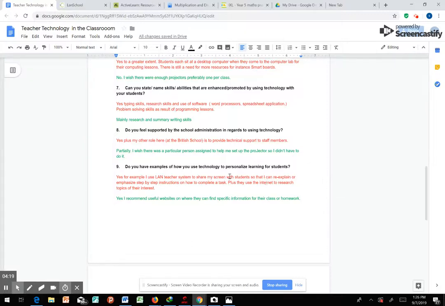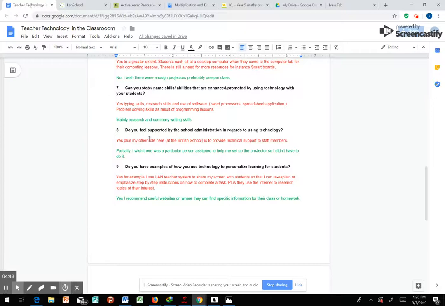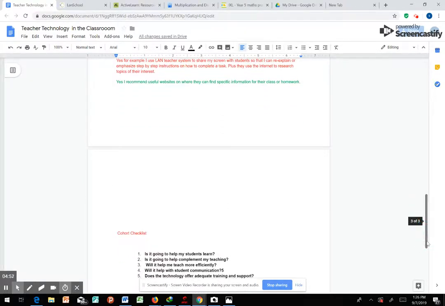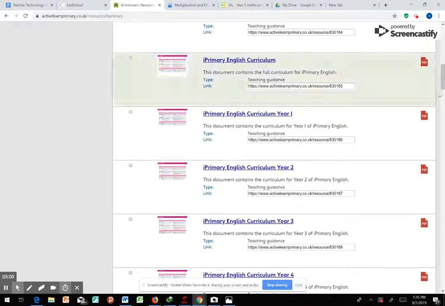And lastly, do you have examples of how you use technology to personalize learning for students? Yes, the technology teacher shared that he usually shares his computer using this app over here, and he shares his screen so that the students can get more information on how to go about a particular work assignment. And the year 4 teacher said that she usually just recommends useful websites for her students to help them do their class or homework.